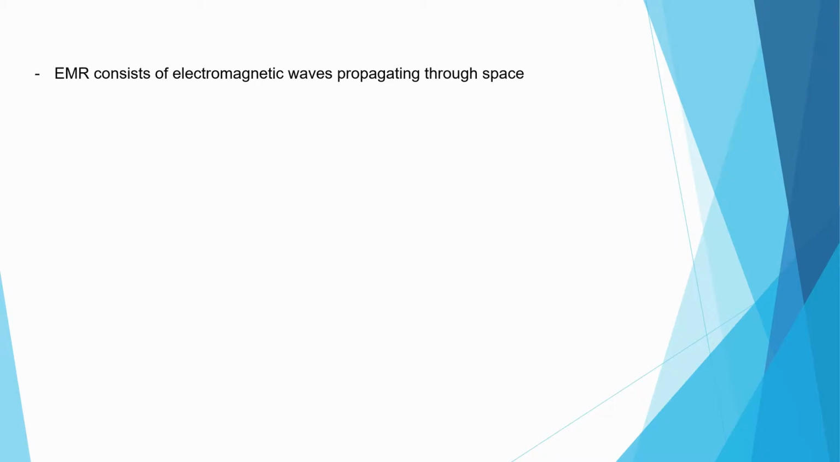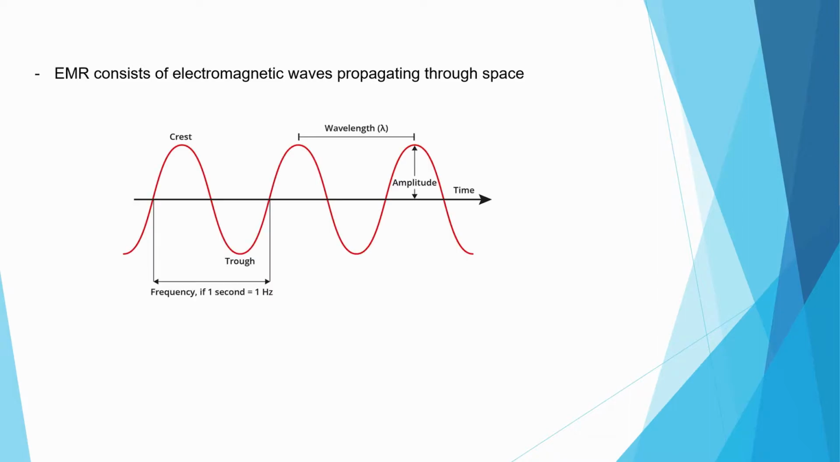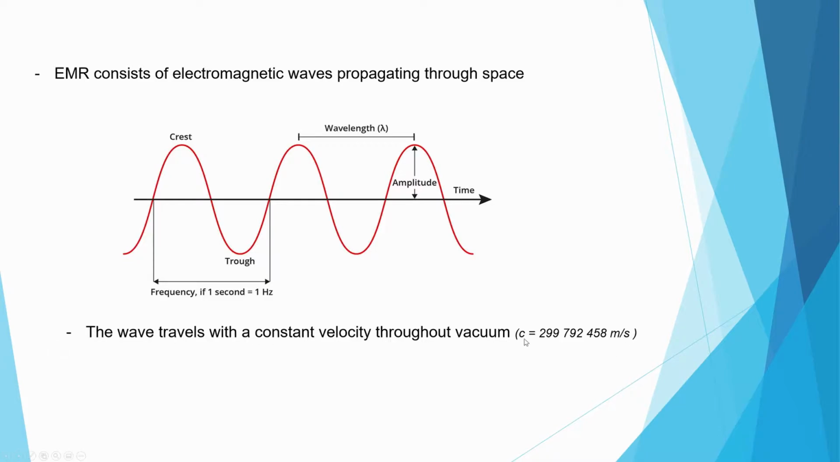Actually, electromagnetic radiation consists of electromagnetic waves, which are propagating through space. Like mechanical waves, electromagnetic waves have a wavelength, which is the distance between two crests or two troughs, or simply the distance the wave covers in one oscillation or in one period. Also, they have an amplitude and a frequency, which is measured in hertz, so how many oscillations the wave does per second. The big difference to mechanical waves is that the electromagnetic waves travel with a constant velocity throughout vacuum.